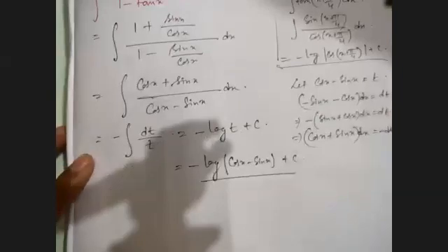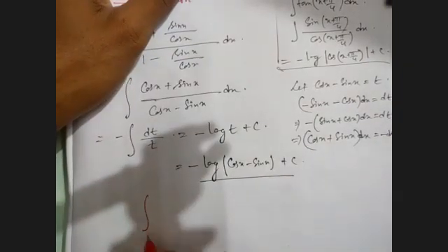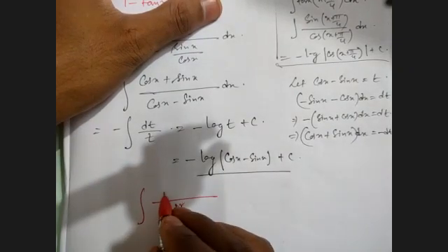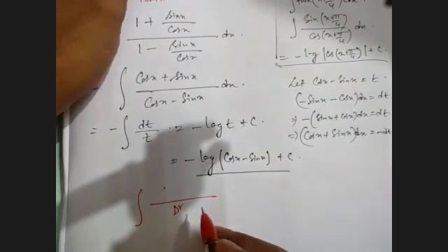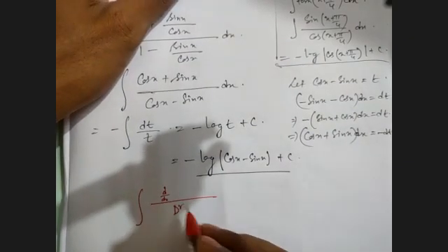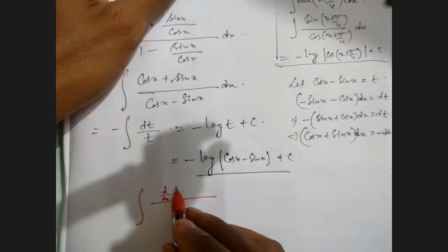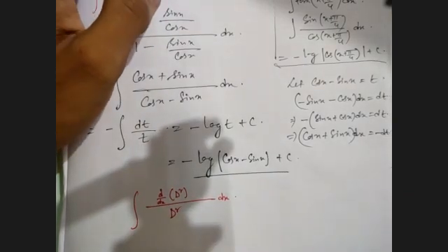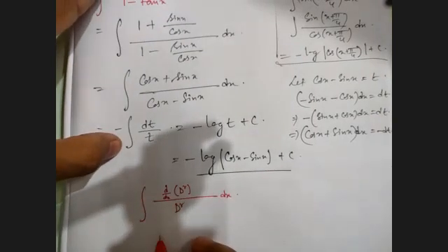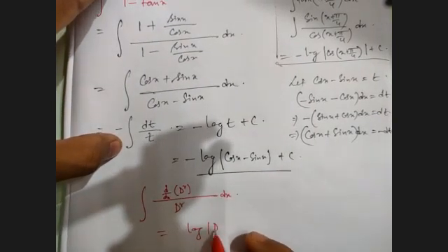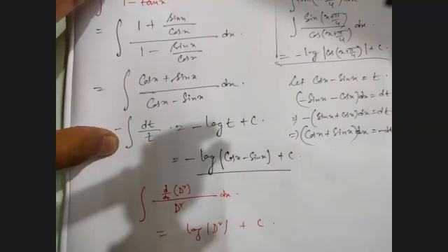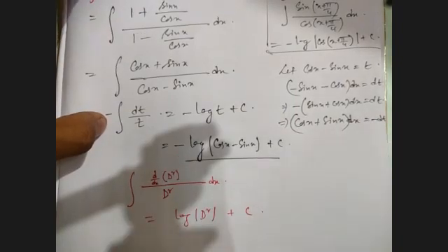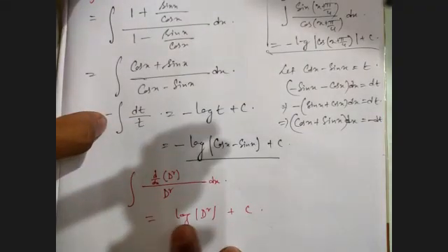Okay, now one very important result. Integration of numerator over denominator, where d/dx of the denominator dx is present in the numerator, then you will get log of the denominator. If the differentiation value of the denominator is present in the numerator, directly you can write log of this.